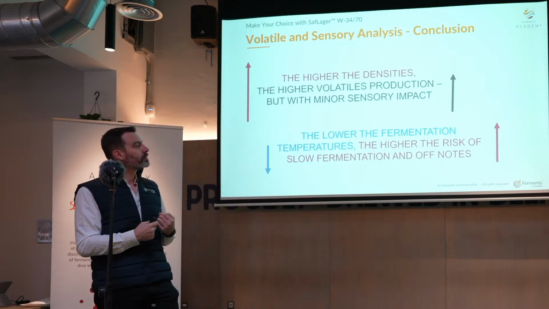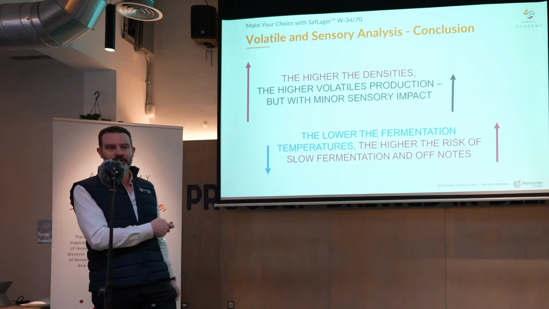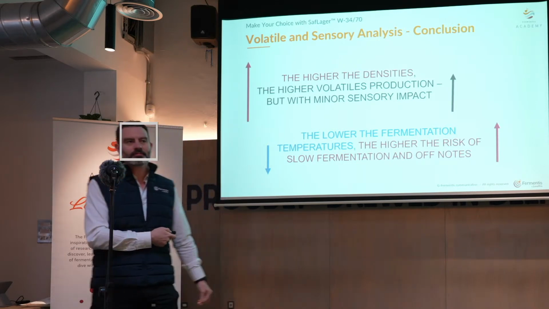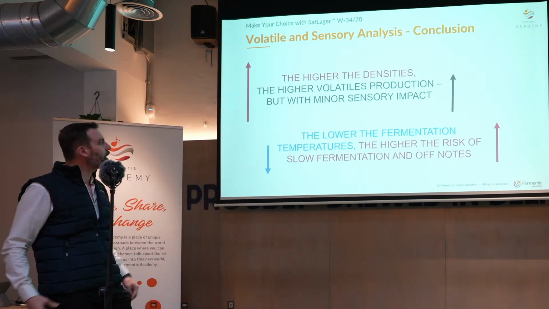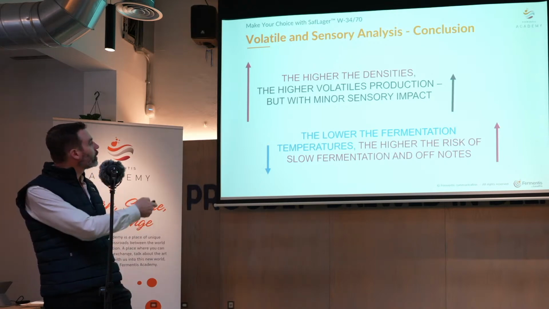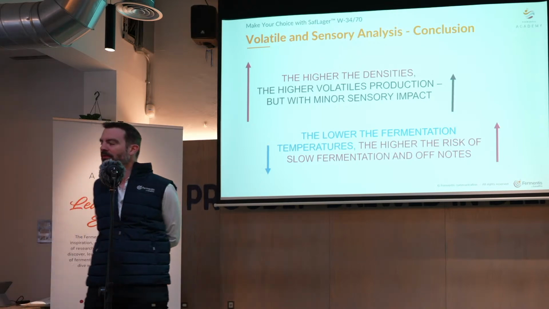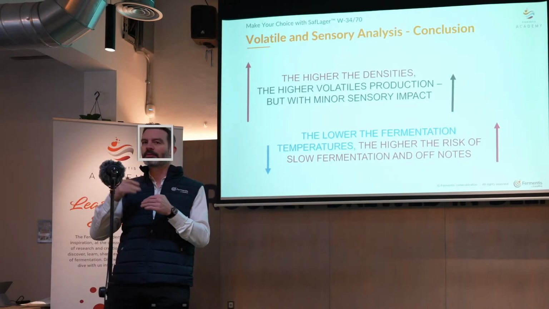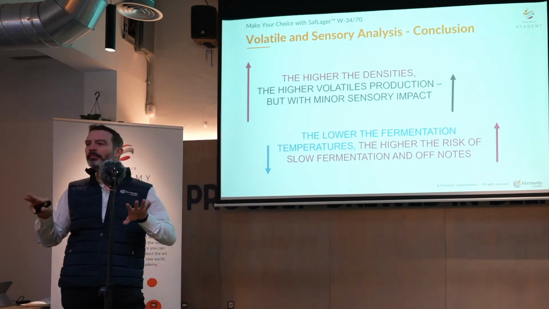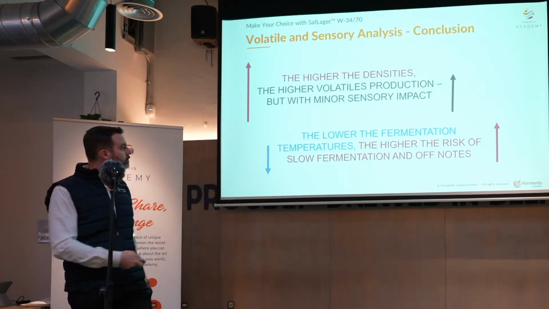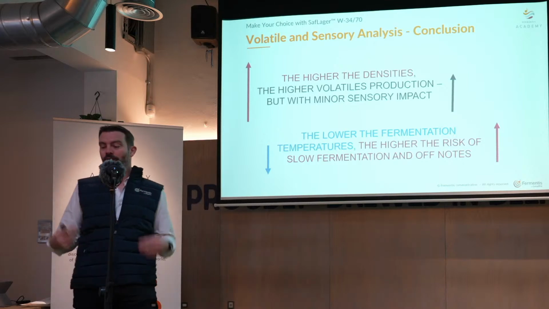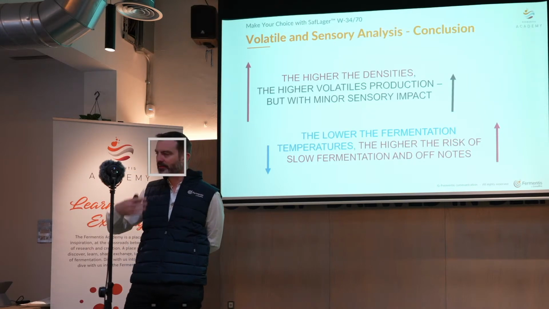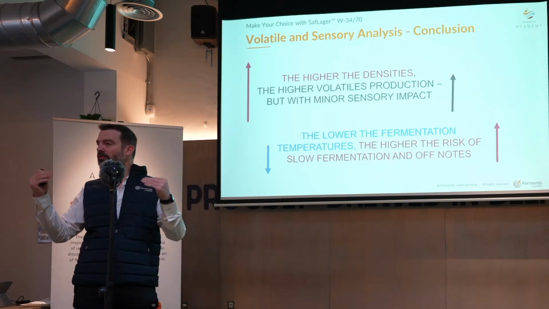Okay? So after that we realized how powerful this is: you can make a lager at 20 degrees Celsius. So the conclusion for the sensory analysis: the higher the density, the higher the volatile impact. So we proved that it was a bit more volatile, a bit more higher alcohol, a bit more esters, but with no impact on the flavor of the beer. And the lower the fermentation temperature, the higher the risk of off-notes like DMS or diacetyl. So it's a win-win situation.